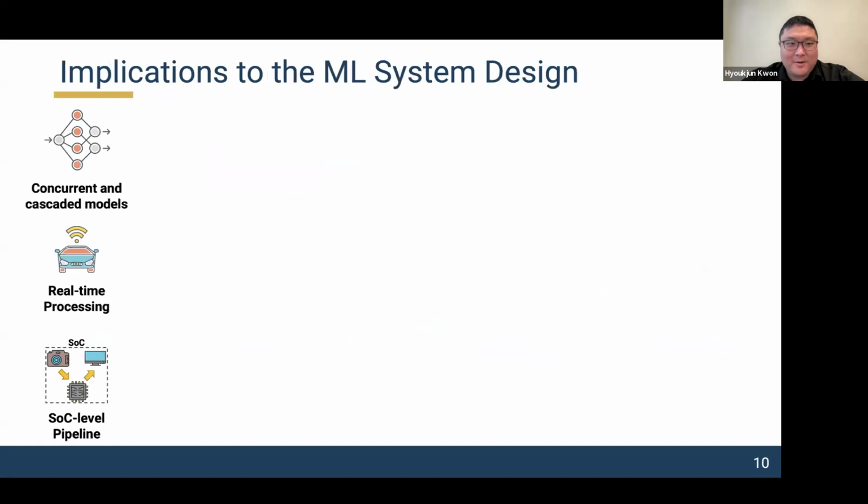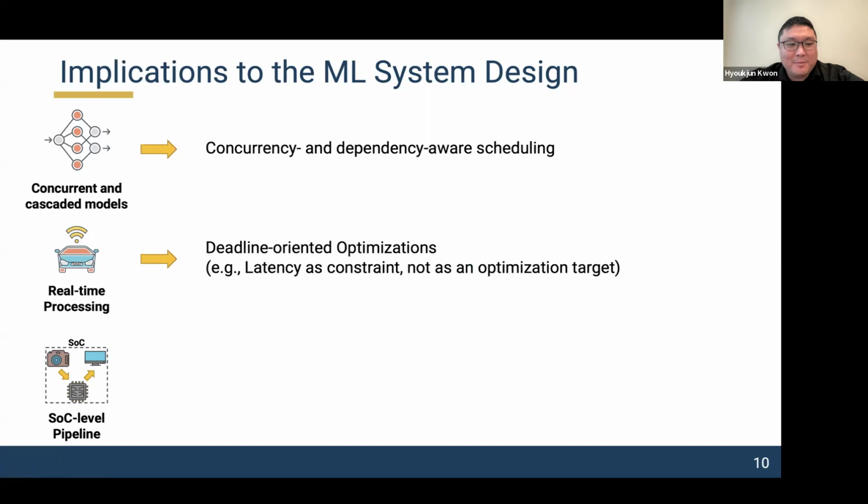Then what are the implications for ML system design? These are certainly new characteristics, but these are just examples. There are many implications, but I'm just focusing on one example per characteristic. For concurrent and cascade models, we need to consider them when we schedule ML model inferences. For example, we cannot schedule a downstream model before the upstream model has completed. For real-time processing, we need to consider many real-time system aspects such as deadlines. When you optimize the system, you need to optimize for the deadline, not only for the latency, because removing latency beyond the deadline would not be very helpful in a real-time system.